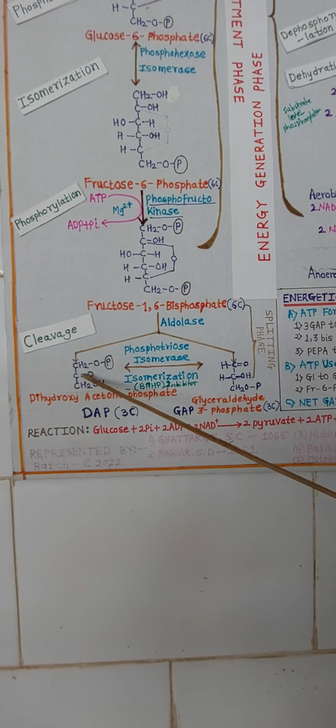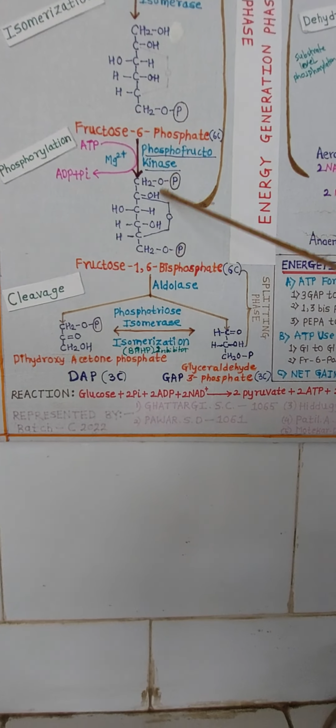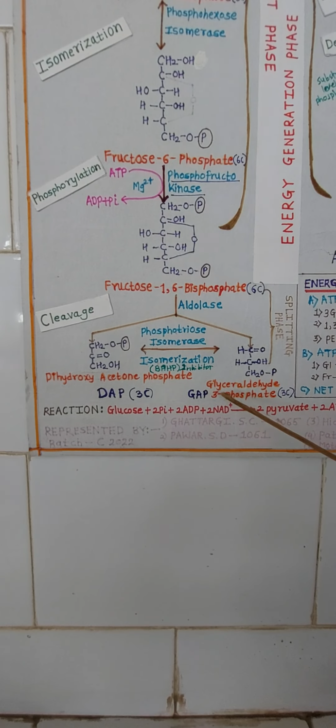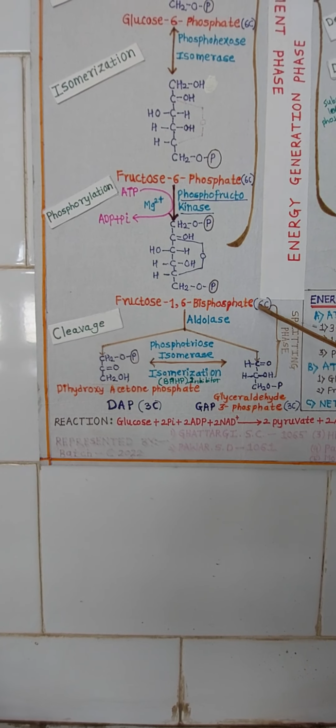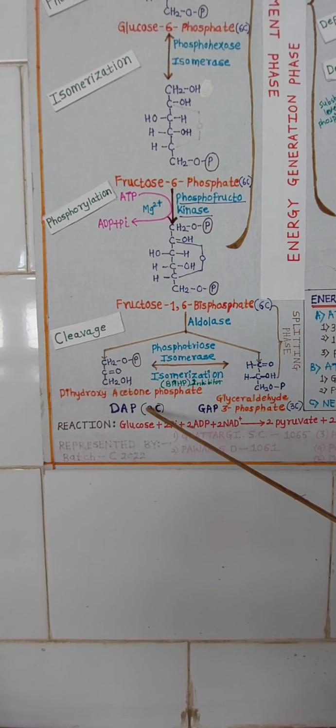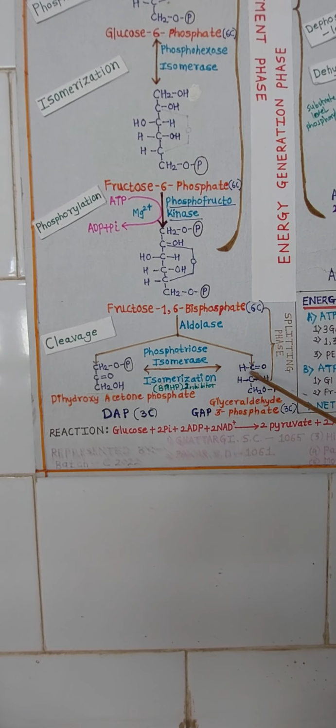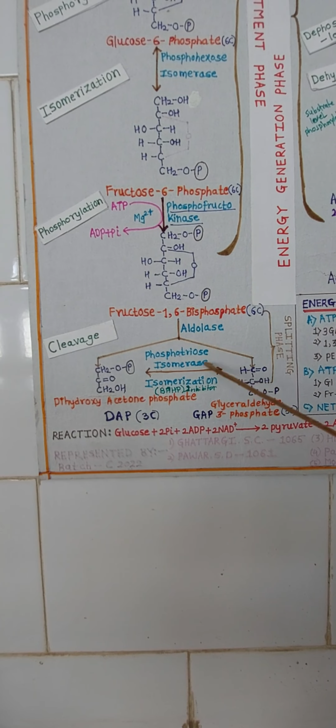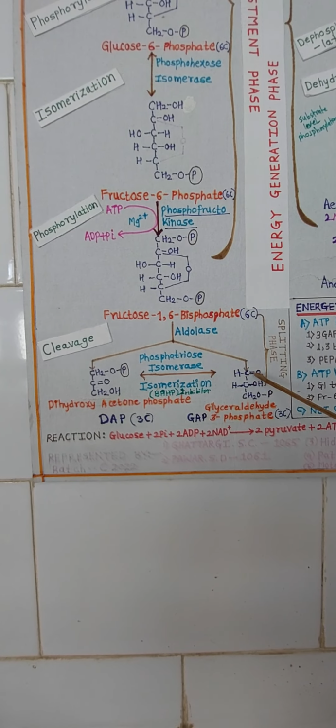Fructose 1,6-bisphosphate, the first 3 carbons are converted into dihydroxyacetone phosphate, and the last 3 carbons, you can see here, glyceraldehyde 3-phosphate, GAP. DAP and GAP are both 3 carbon containing compounds, so 6 carbon containing fructose gets converted into 3 carbon containing compounds, and both are isomers of each other, and the reaction is a reversible type of reaction. So isomerization takes place.